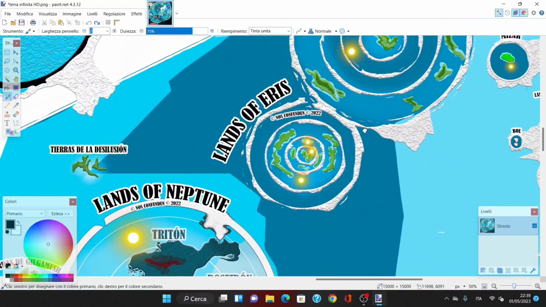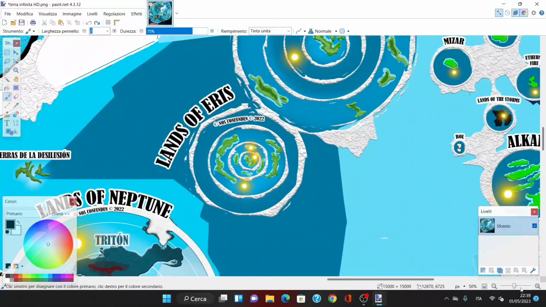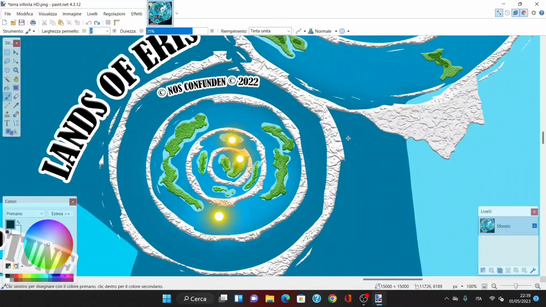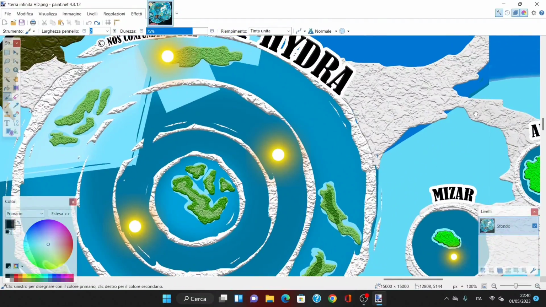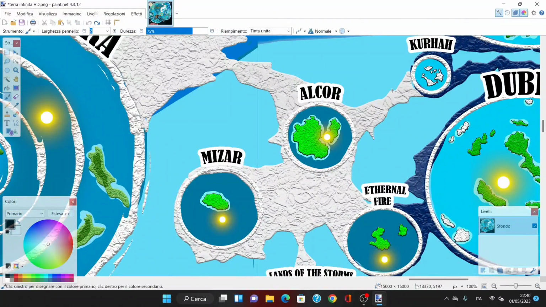As for the lands of Eris, it is in fact traversable through this one passage. So, if you start from the Tierras de la Desilusión, you might be able to traverse the Ocean of Ilium through some way and eventually get into the lands of Eris. But how you can get from the parts outside of the last ring to those inside is another question, one you must discover yourselves. Next, we go to Mizar and Alcor.